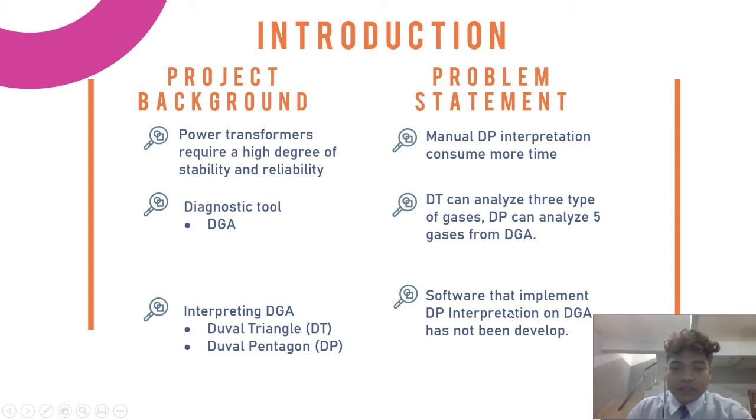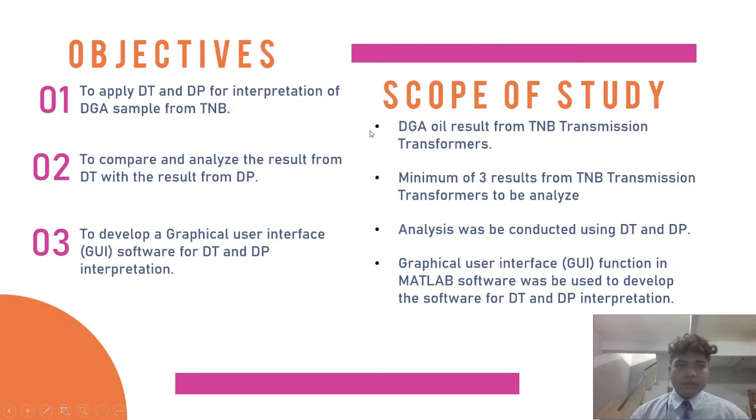However, the software for DT has been developed in the past. There are 3 objectives for my project. The first objective is to apply DT and DP for interpretation of DGA sample from TMB. The second objective is to compare and analyze the result from DT with the result from DP. The last objective is to develop a graphical user interface GUI software for DT and DP interpretation.